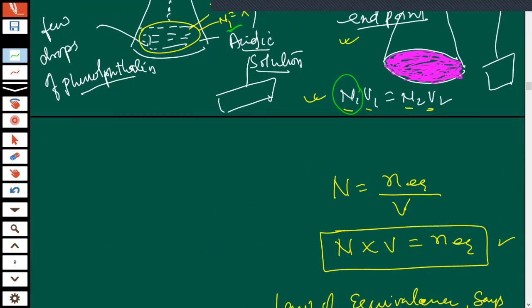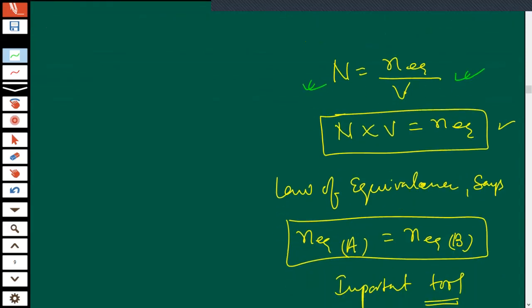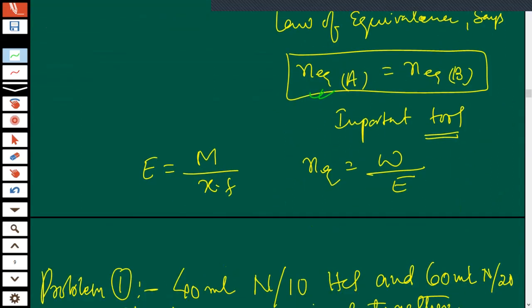Right? So you can calculate the N value like this equation. You can calculate normality by using this equation. You can calculate the number of equivalents by this equation. So many equations are there. Right?